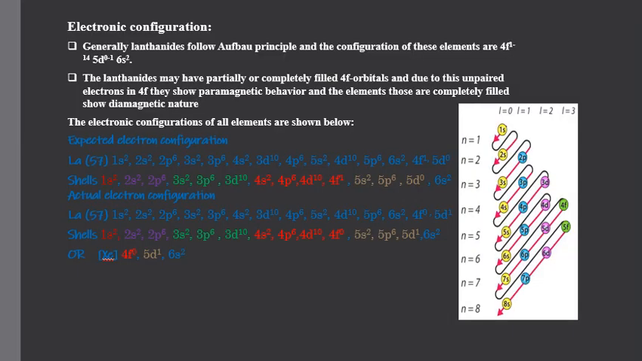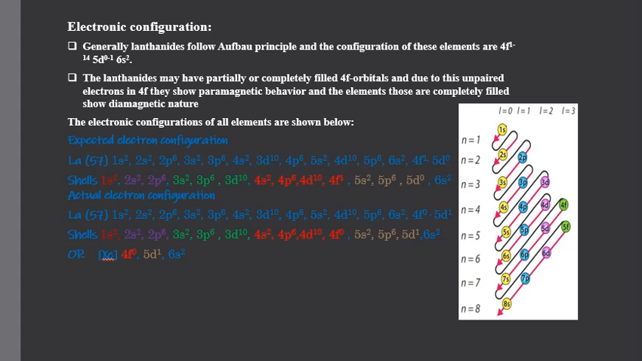How is the electronic configuration written? Generally, lanthanides follow the Aufbau principle, and the configuration of these elements is 4f1 to 14, 5d0 to 1, and 6s2. The lanthanides may have partially or completely filled 4f orbitals, and due to unpaired electrons in 4f, they show paramagnetic behavior, and if the orbitals are completely filled, then they show diamagnetic nature.